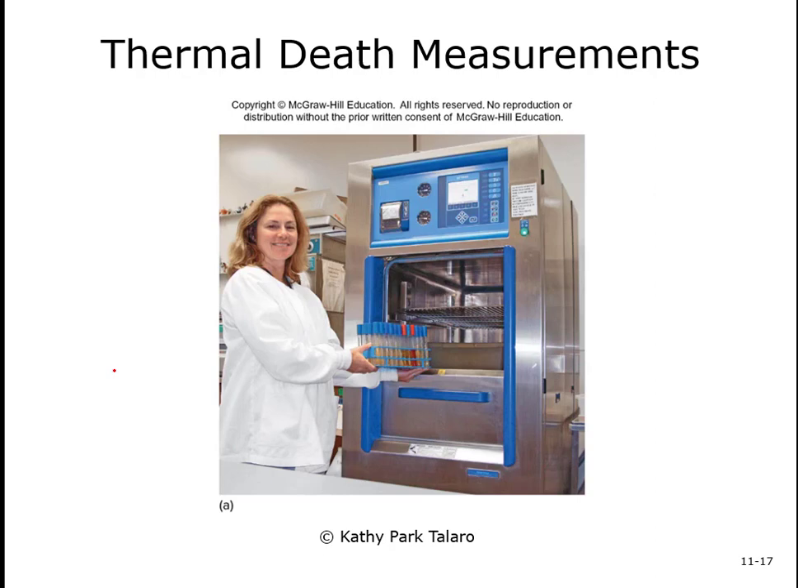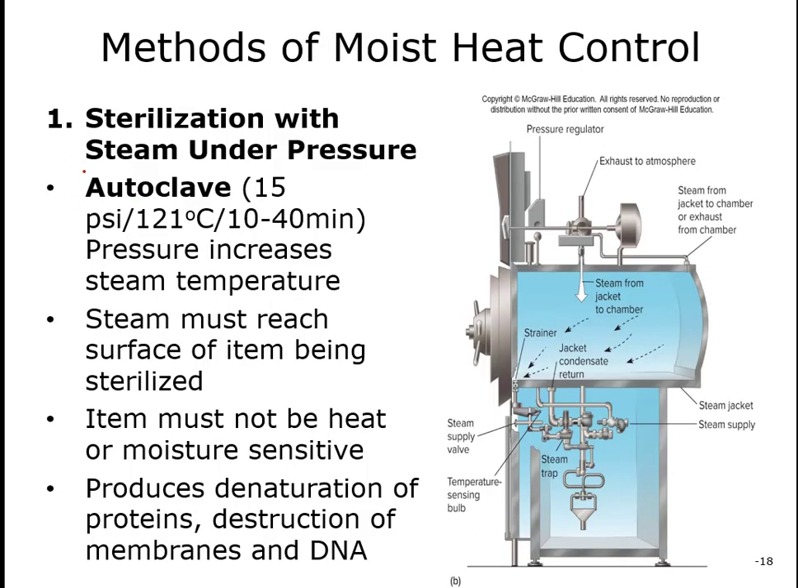The first is an autoclave. You might have seen one if you work in a hospital. They also sometimes have them in tattoo parlors to sterilize equipment, and of course in microbiology labs, we have these. Autoclaves work under high temperature coupled with steam, and usually we will autoclave something at 15 psi, 121 degrees Celsius for 10 to 40 minutes. The autoclave will ultimately denature the proteins and destroy the membranes and the DNA of the microorganisms.